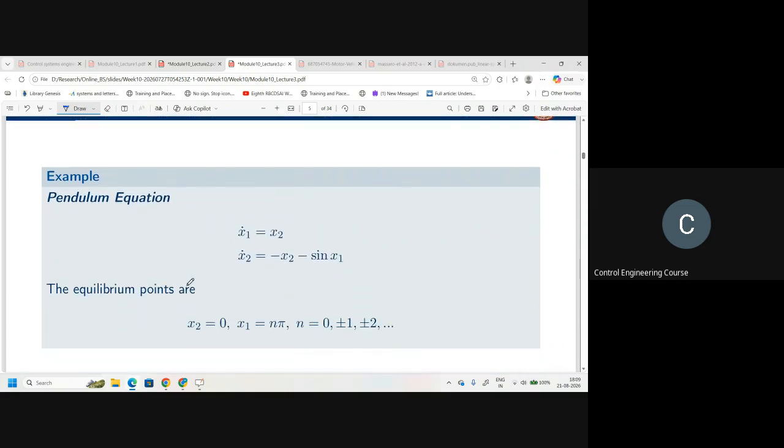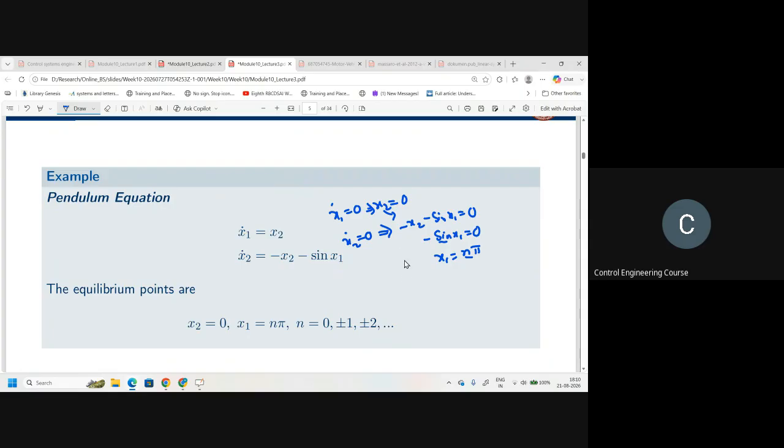The pendulum state equations are x1 dot equal to x2 and x2 dot equal to minus x2 minus sin x1. So the equilibrium point in this case is x2 equal to 0, because x1 dot equal to 0 means x2 equal to 0. Now x2 dot equal to 0 implies minus x2 minus sin x1 equal to 0. Since already x2 equal to 0, if you substitute that, then minus sin x1 equal to 0. That means x1 equal to n pi, right? Because sine of an integer multiple of pi, sin x1 equal to 0. So that means it has multiple equilibrium points.